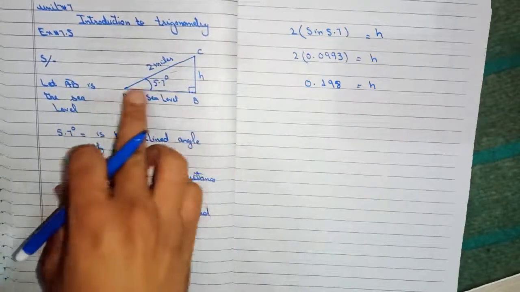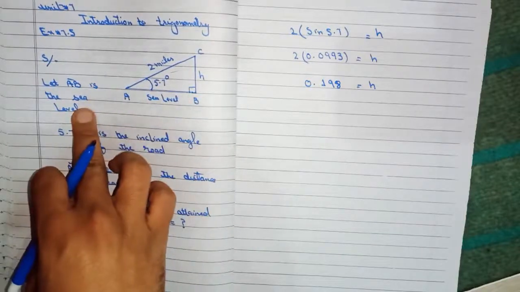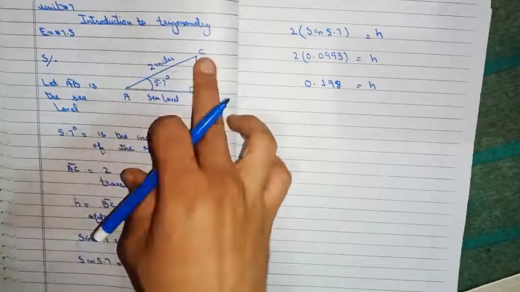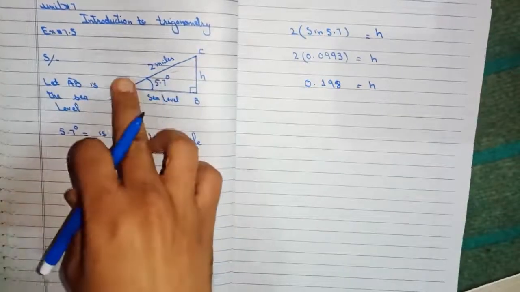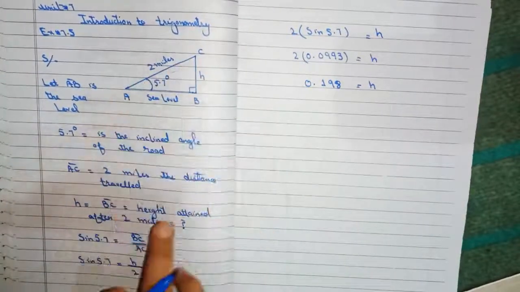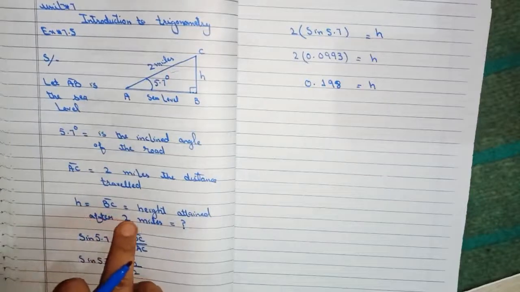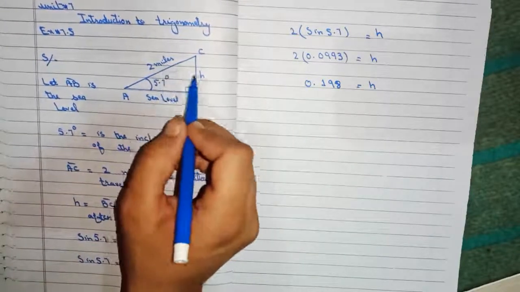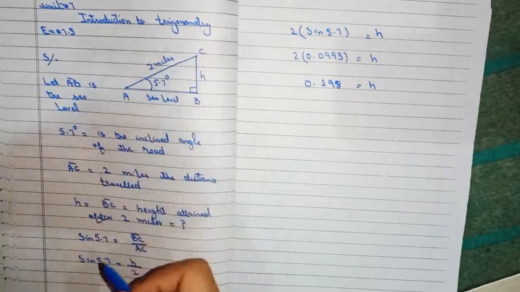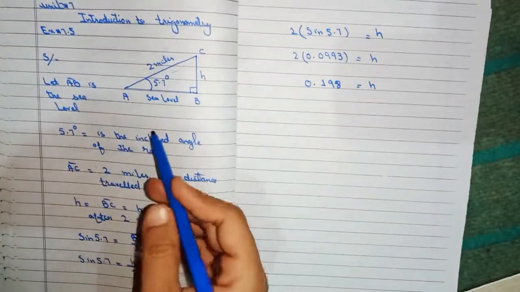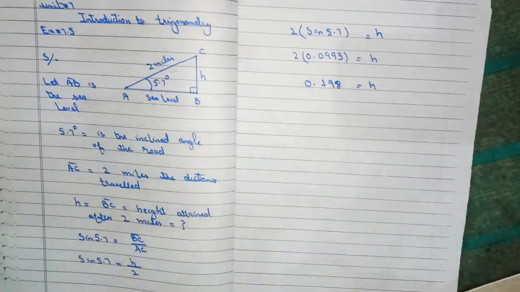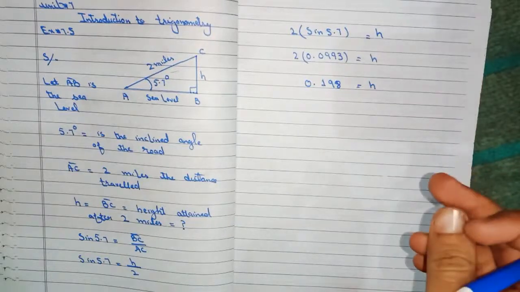So we have said that AB is the sea level and 5.7 is the inclined angle of the road. AC equal to 2 miles, the distance we covered, and H equal BC is the height that we have to find. The two sides that are involved are perpendicular over hypotenuse, so we will use the sine of 5.7. Putting the value, 2 is dividing here, on the other side it will multiply. So this is how we will solve this question. Students, I hope you understand this question.